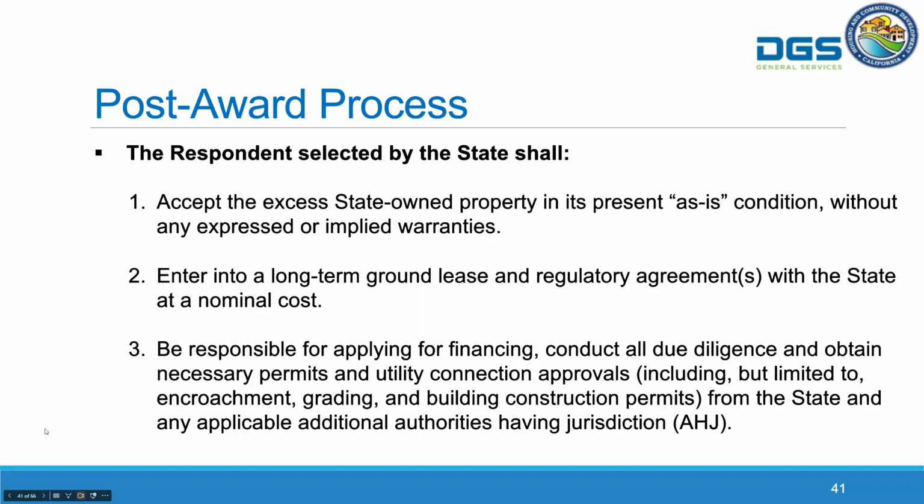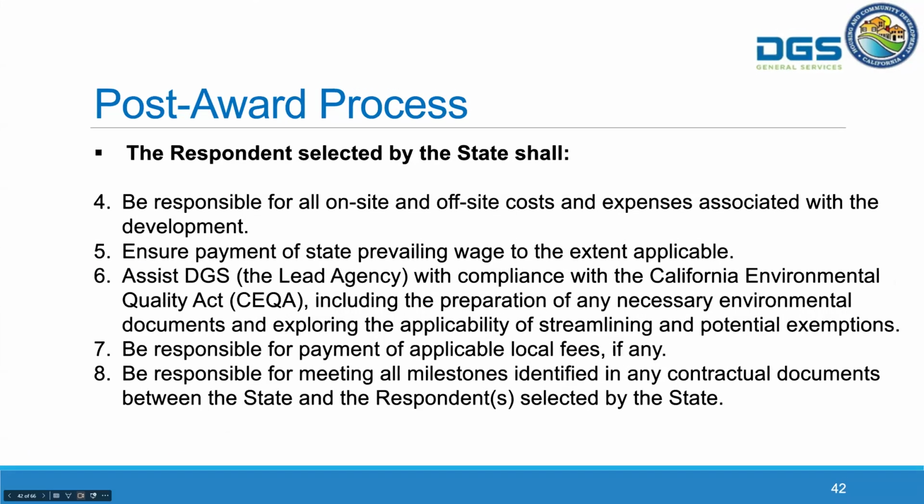Okay, next slide. Continuing on this list, 4, the respondent selected by the state shall be responsible for all on-site and off-site costs and expenses associated with the development. 5, ensure a payment of state prevailing wages to the extent applicable. 6, assist DGS, the lead agency, with compliance with the California Environmental Quality Act, including the preparation of any necessary environmental documents and exploring the applicability of streamlining and potential exemptions. 7, be responsible for payment of applicable local fees, if any are applicable. 8, be responsible for meeting all milestones identified in any contractual documents between the state and the respondent selected by the state.